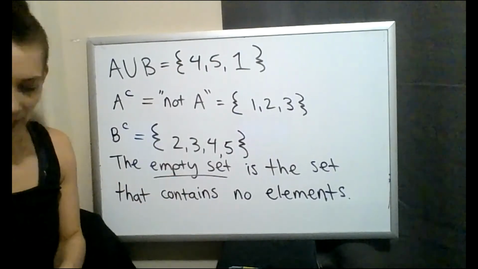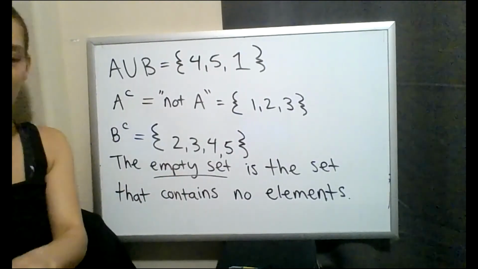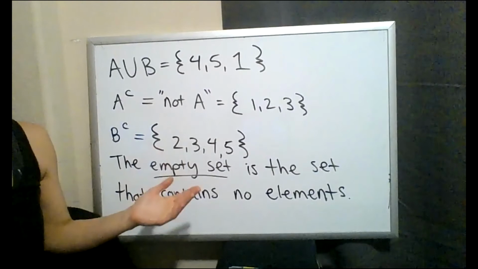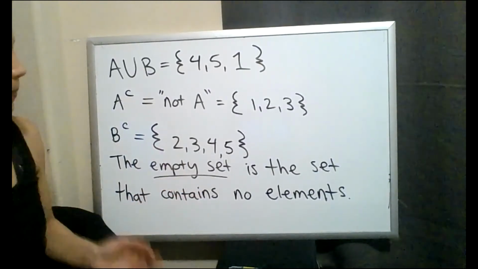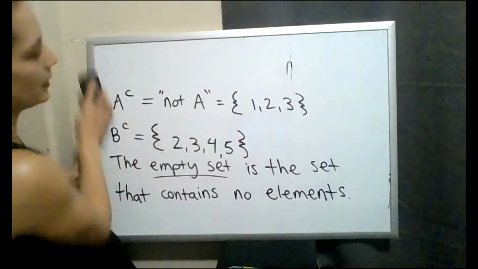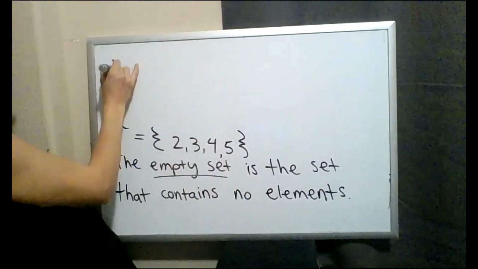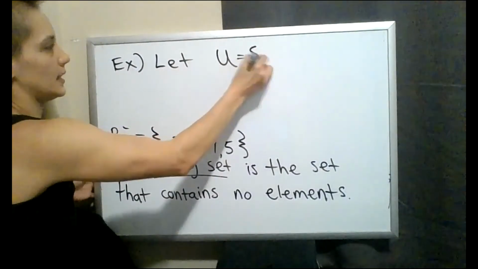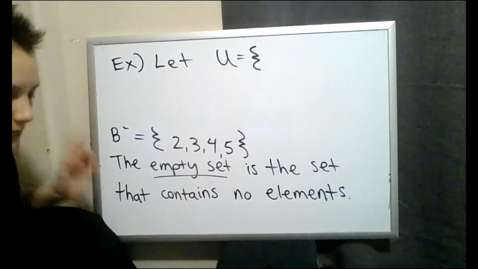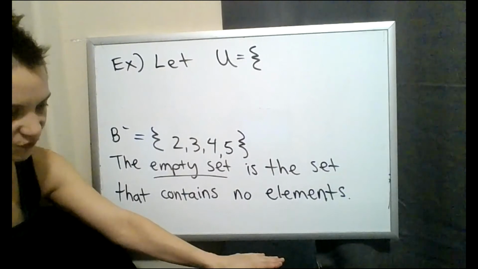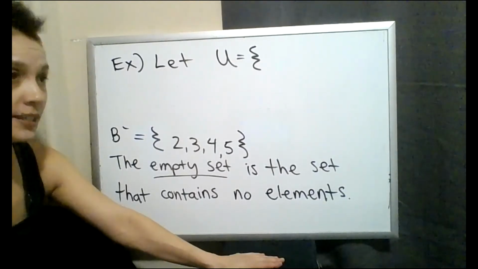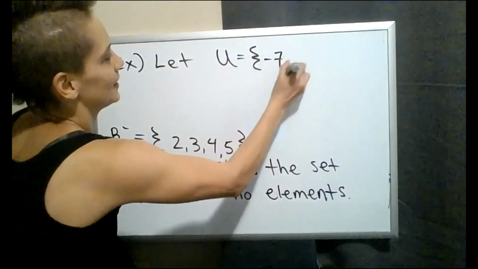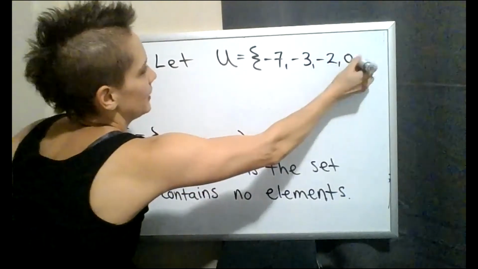All right, let's stick with elements that are numbers, but the universe is going to have some negative numbers. It doesn't really matter, it's just a symbol for us. But we're going to do this example with capital U equal to the set with negative 7, negative 3, negative 2, 0, and 5.